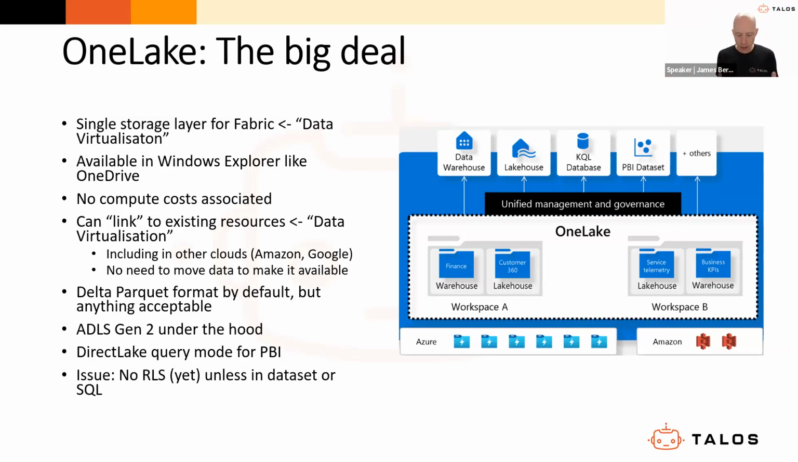OneLake is the single storage layer for all data in Fabric. This is mostly a physical layer, i.e. the data is stored in Fabric attached storage. However, it can also be a virtual layer where shortcuts point to other storage, such as your existing ADLS Gen 2 based lakehouse, or even external sources such as Amazon S3 buckets. So this allows for what's called a data virtualization type architecture, where data can be managed and stored in multiple locations, but is presented as a single layer through a tool such as Fabric.